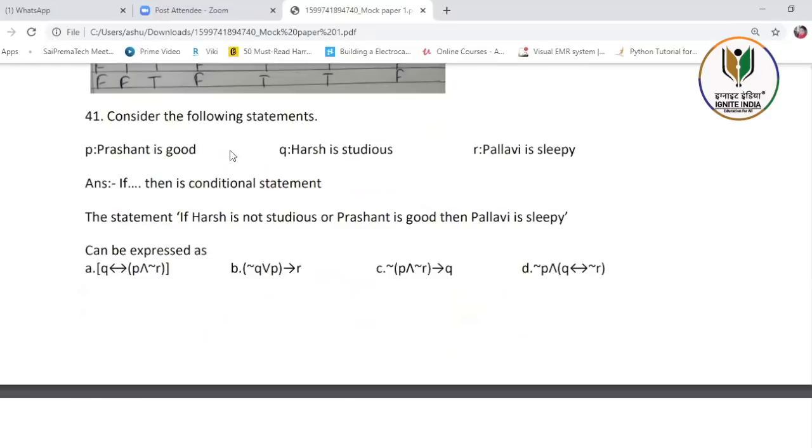Next question, they've given the statements: P means Prashant is good, Q means Harsh is studious, and R means Pallavi is sleepy. The statement is, if Harsh is not studious or Prashant is good, then Pallavi is sleepy. If and then means it is conditional. Pallavi sleepy means it is R. Okay, there is R here, right? Everywhere else it is either negation of R or it's not there. Conditional only is not there. So you can directly write this is the answer B.